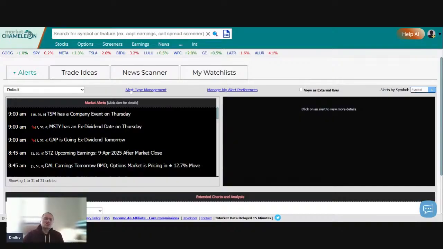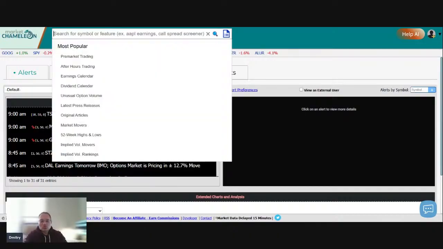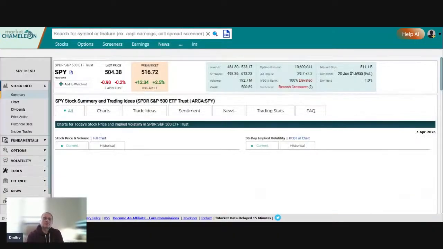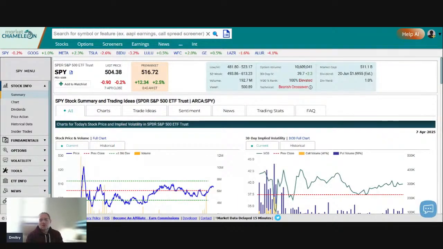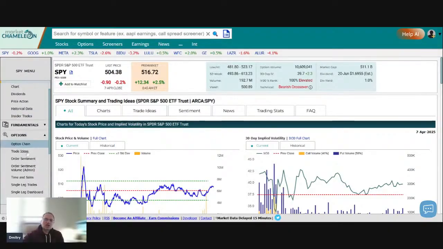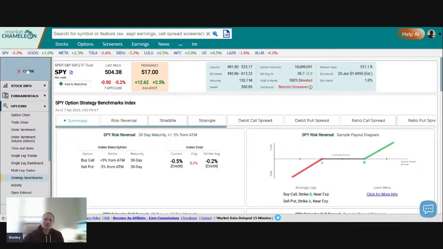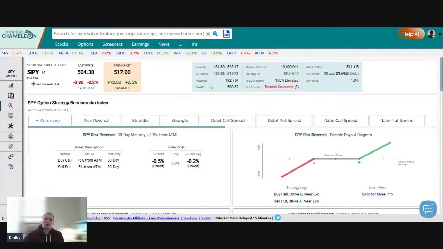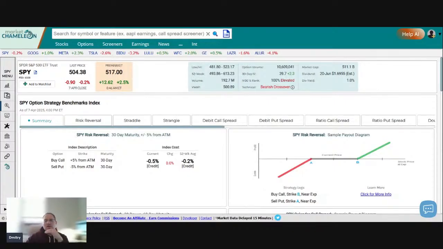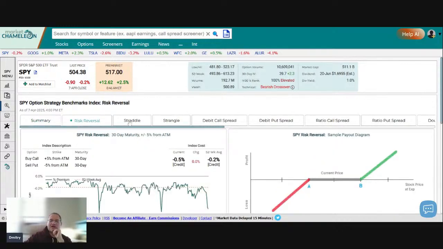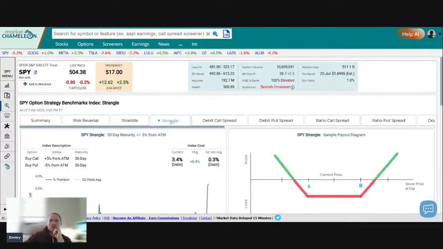So let's take a look first at this example, and I'll use SPY. Let's type in SPY here, and we come to the main page for SPY. On the left-hand side, we have this menu. I'm going to click on options, and under options, we see this strategy benchmarks over here. So I'm going to click on the strategy benchmarks, and let's close this menu just to expand our screen. We have these different strategies that we could tab through, and we're going to look at this one, the strangle.